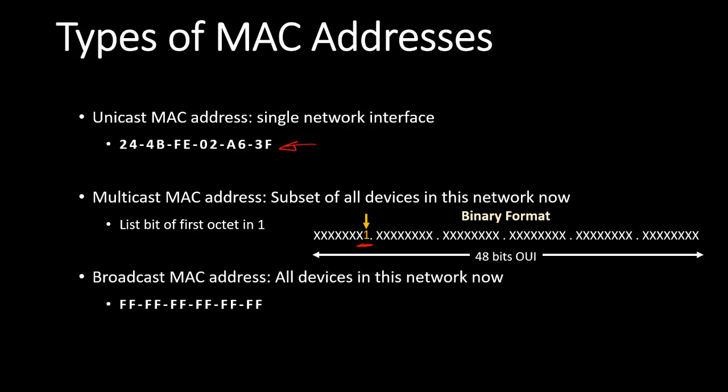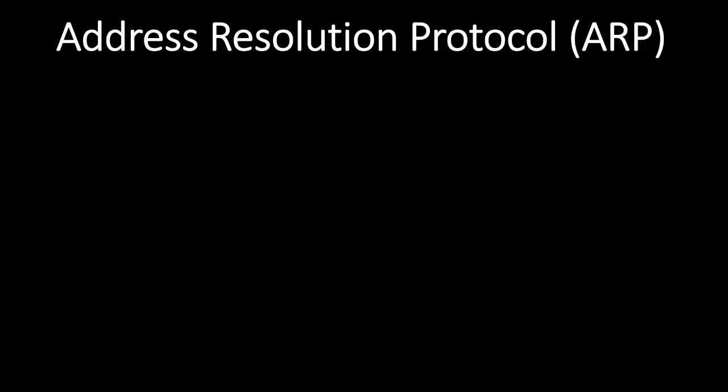The third type of MAC addresses is broadcast, which means all devices in the network now. So if the traffic is sent to this MAC address here, this means all devices in the network will receive this packet, as we will see in the coming slides. The format of a broadcast MAC address is all F or all ones. So in binary, this is all ones for 48 bits. So if the MAC address is all ones in binary or all Fs in hexadecimal, it means this MAC address represents all devices that are connected now to the network. So for devices to map IP addresses with MAC addresses, they need Address Resolution Protocol or ARP for this mapping.